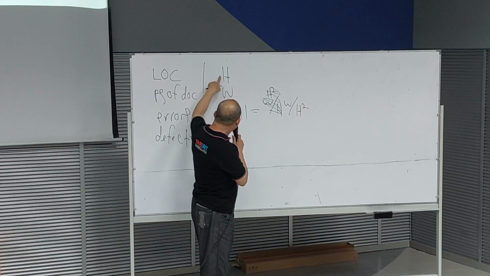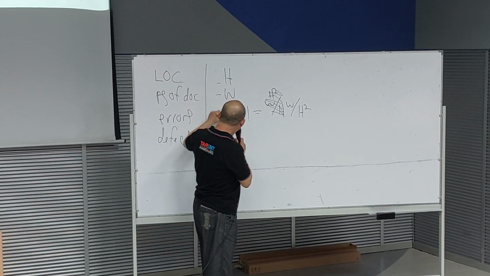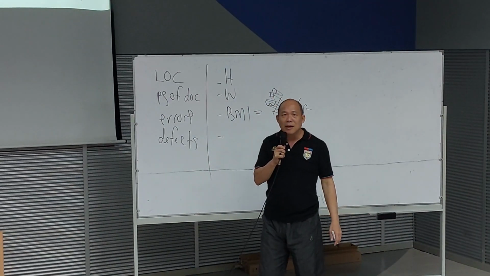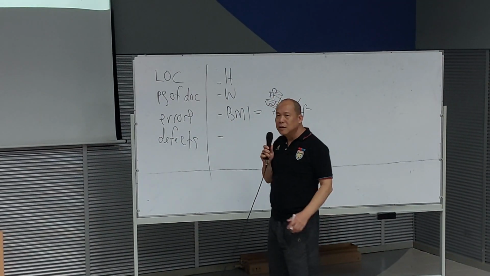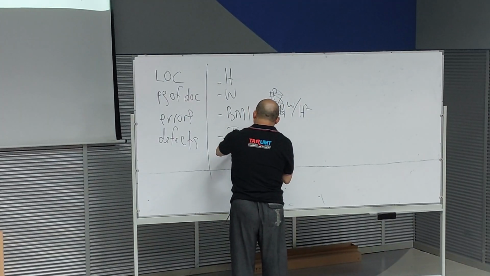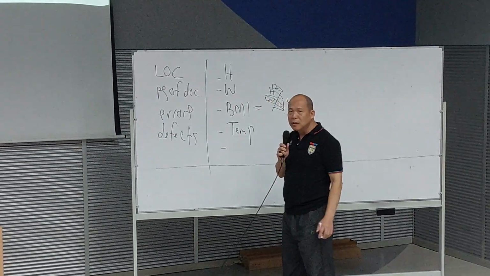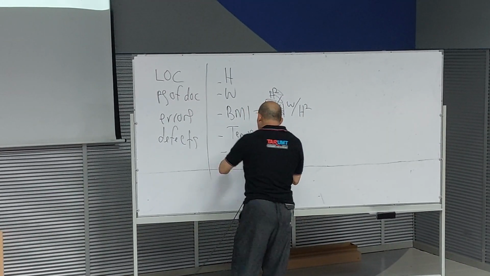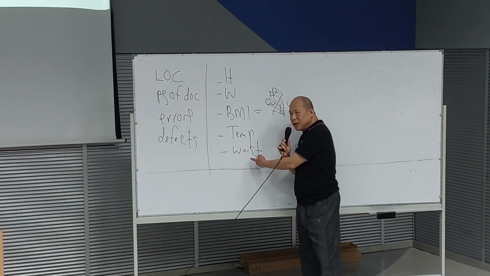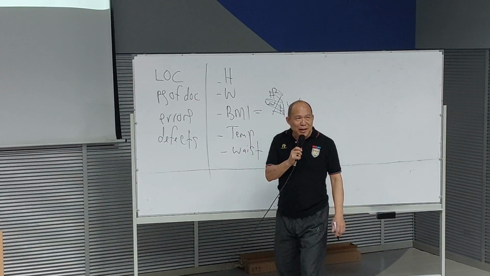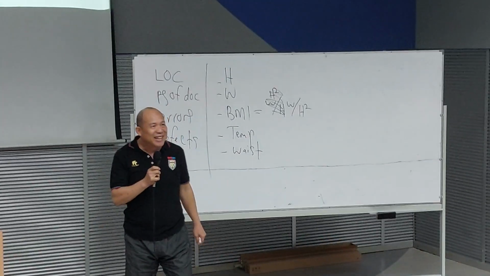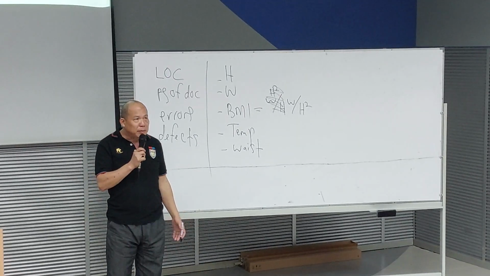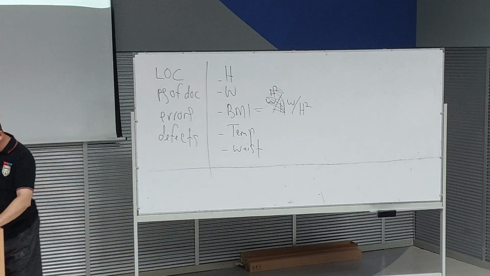Measure height, weight, BMI, temperature. What other things do people measure? Temperature. Unit of temperature. Weight also, right? Yes, weight also. A lot of things can be measured for human beings. So for software also, many things can be measured.